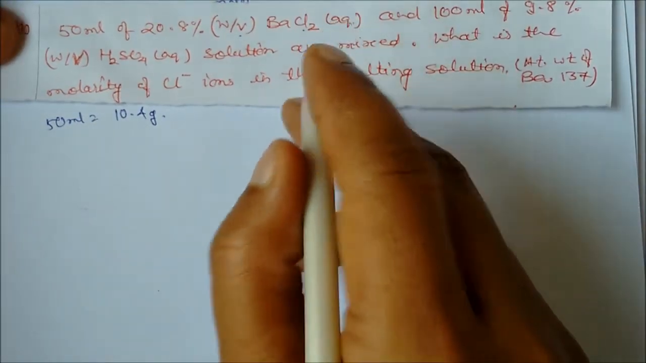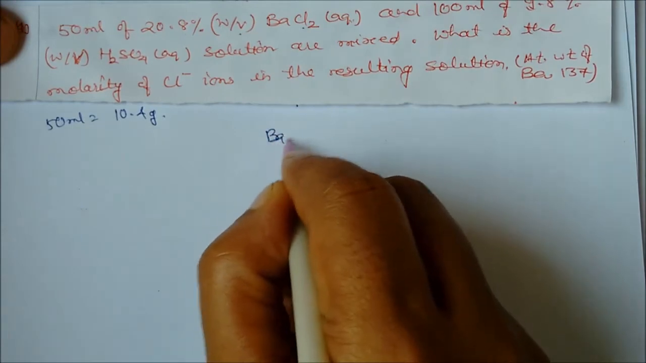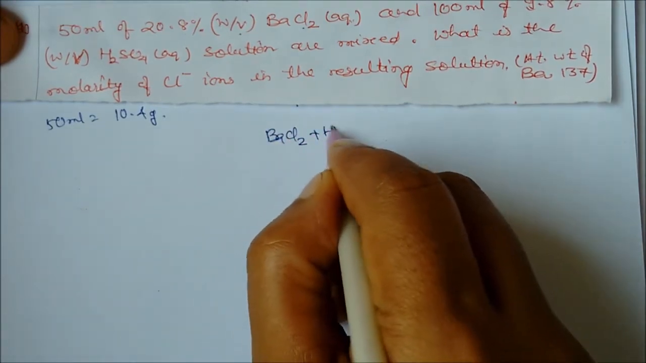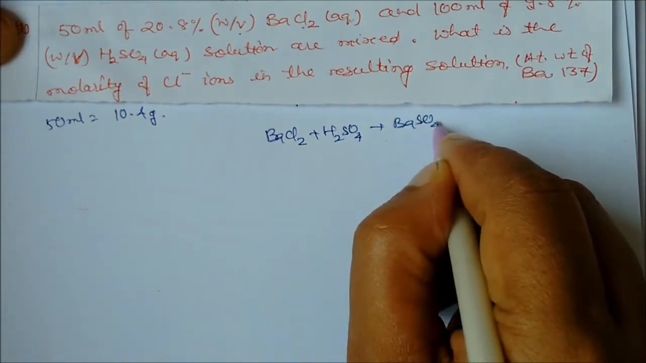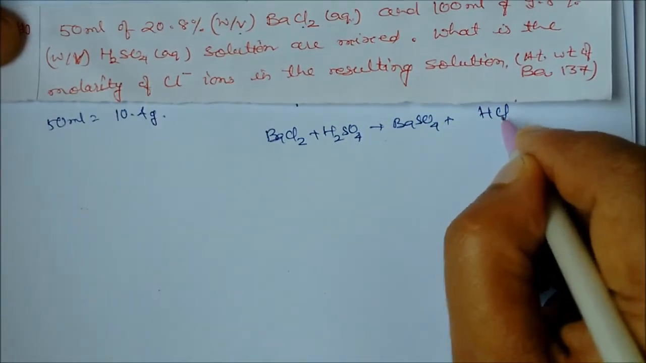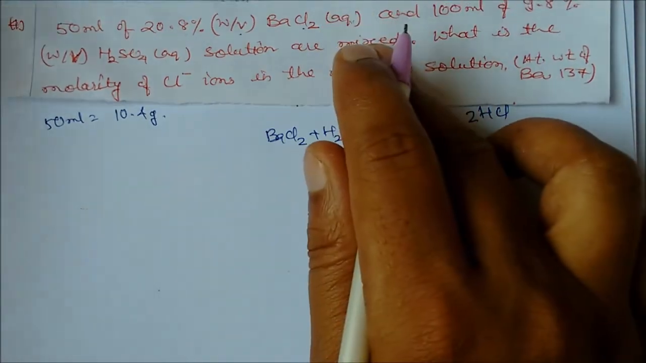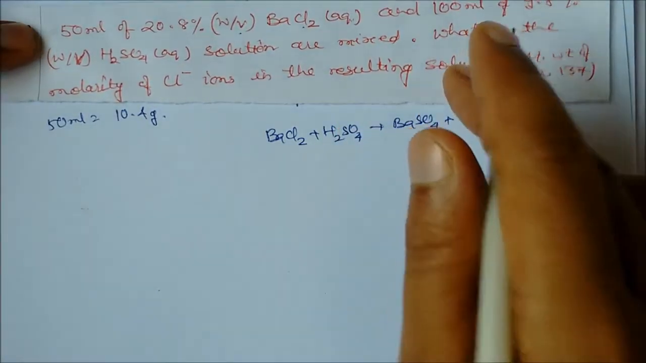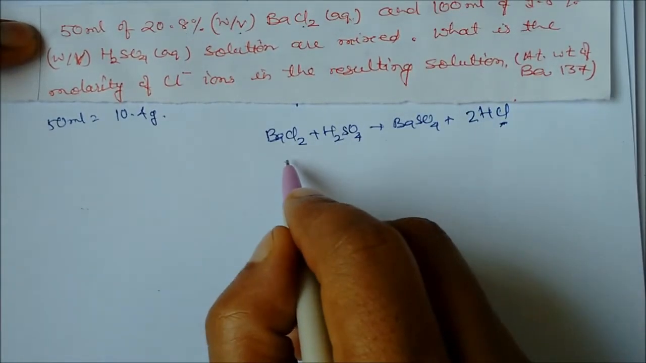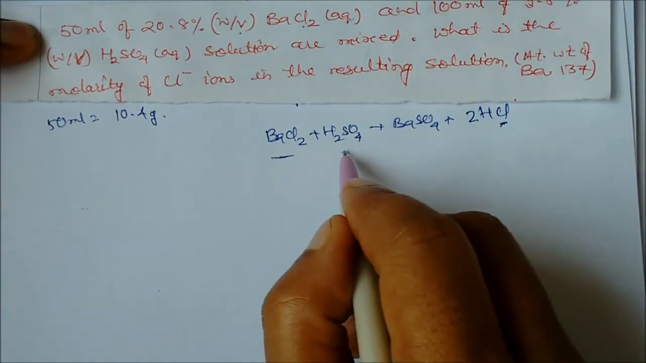BaCl2 plus H2SO4 will react to give barium sulfate plus HCl. So HCl will be here 2 mole. So we have to find out the molarity of HCl, how much Cl is present in the resulting solution. So first we have to find moles of BaCl2 and moles of H2SO4.